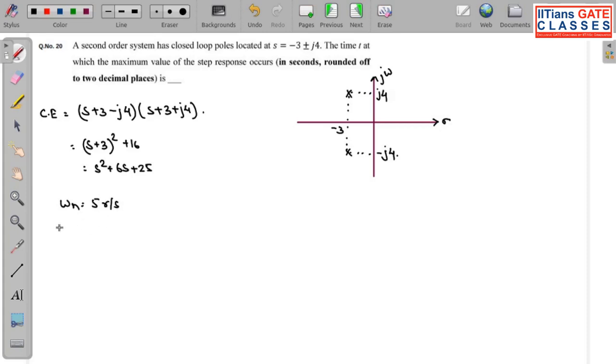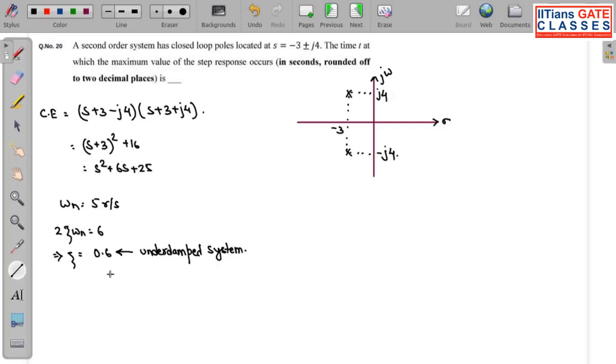What will be zeta? So we can see 2 zeta omega n is equal to 6, which implies zeta is equal to 0.6. So 0.6 means what? This will be an underdamped system. Okay, this is my underdamped system. Fine.